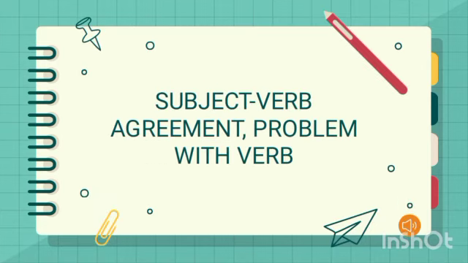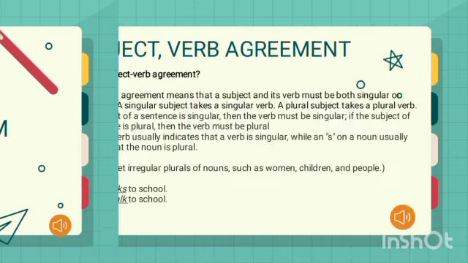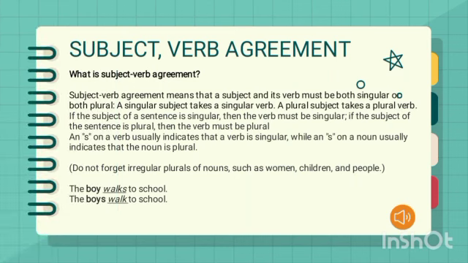Here I will explain about subject-verb agreement and problems with verbs. First, I will explain subject-verb agreement. What is subject-verb agreement? Subject-verb agreement means that a subject and its verb must be both singular or both plural.